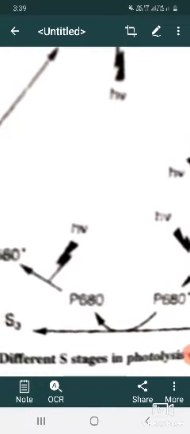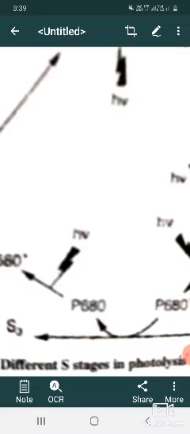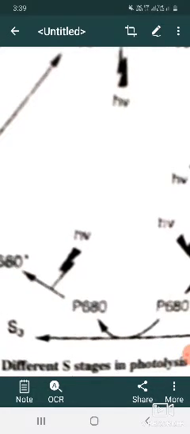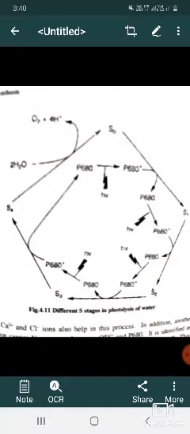Along with the release of oxygen, 4 hydrogens are formed by the oxidation of water and released into the lumen, and later they reach the stroma through ATPase and lead to the synthesis of ATP.